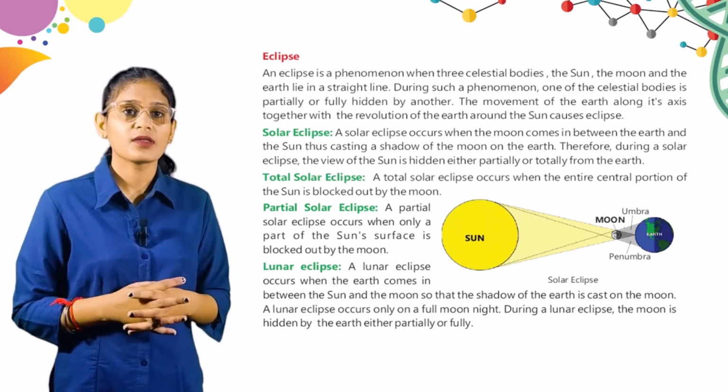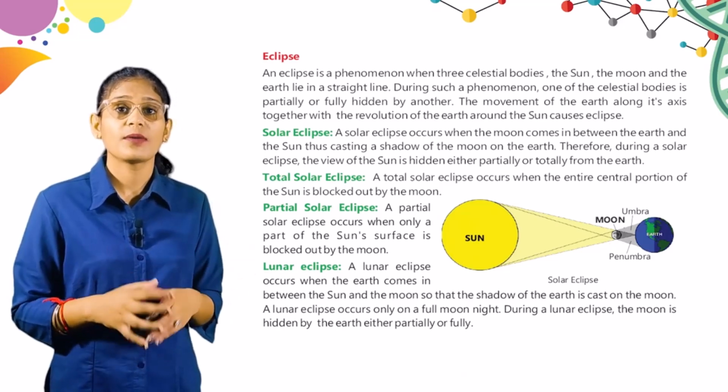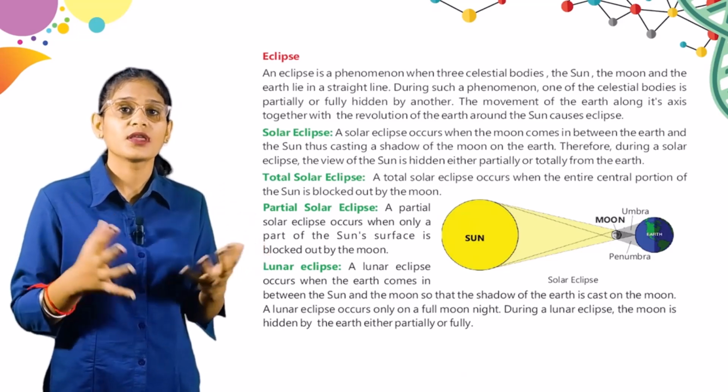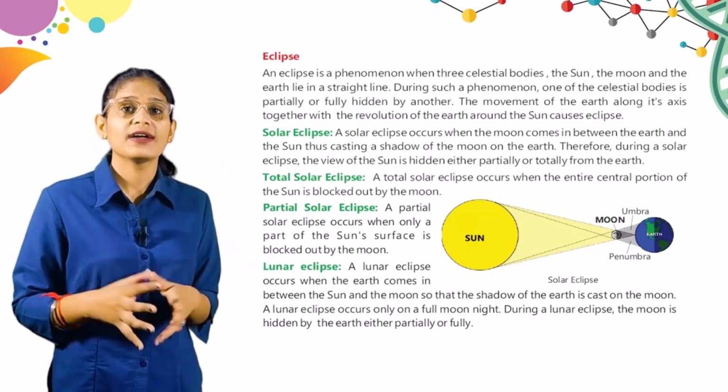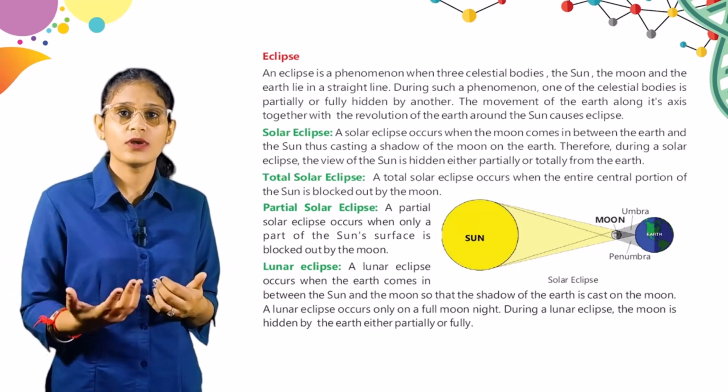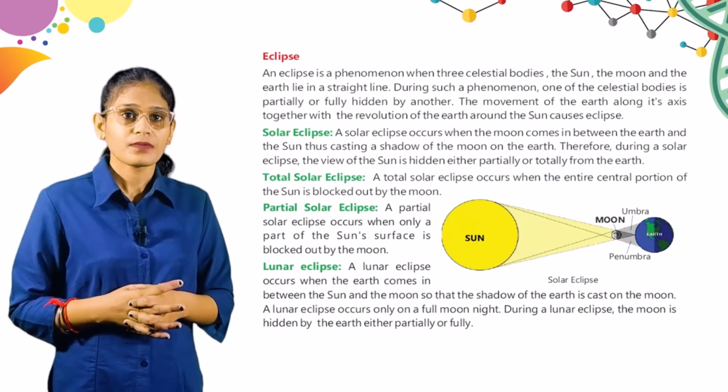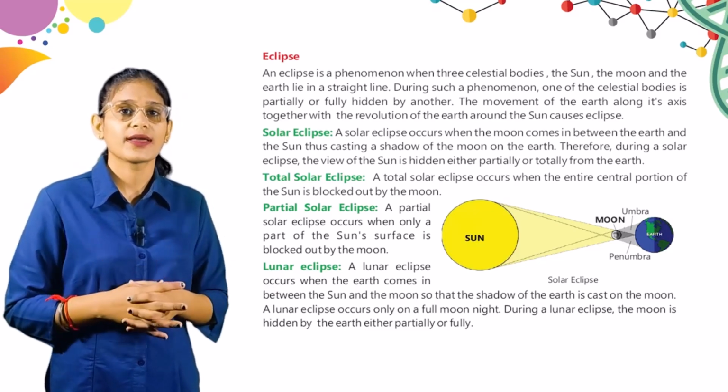So, student, first हमारे पास है सोलर एक्लिप्स. सोलर एक्लिप्स कब होता है? जब आपका मून जो है वो सन और अर्थ के बीच में आ जाता है और वो क्या करता है? आपके सन को हाइड कर देता है या तो फुली या फिर पार्शियली. फर्स्ट वी हैव टोटल सोलर एक्लिप्स.